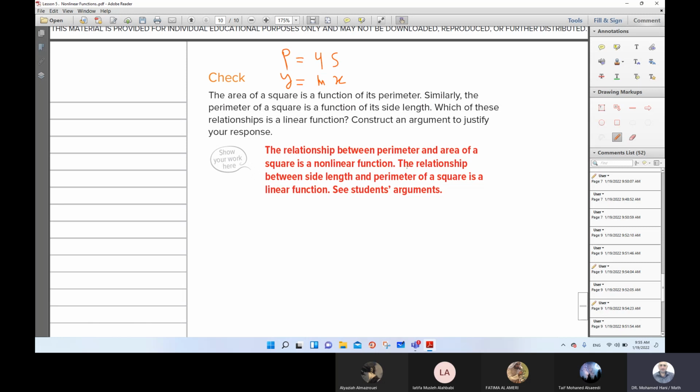So the relationship between perimeter and area of a square: as you remember, the area of the square, A equals s squared. Here we have squared, which means this is not linear. The area of a square is a non-linear function. The relationship between side length and perimeter of a square is linear. This is linear because we can write this form as y equals mx, but this form is not linear.